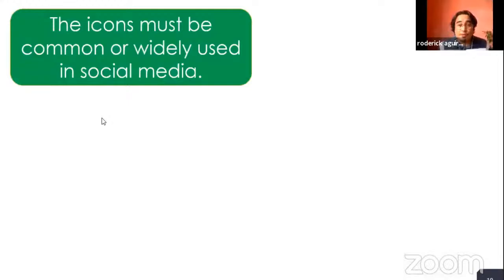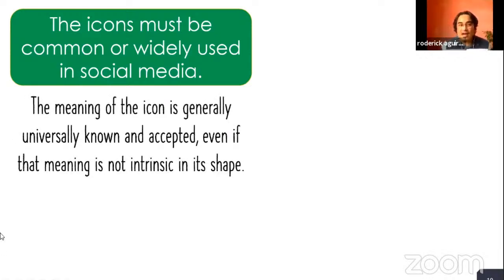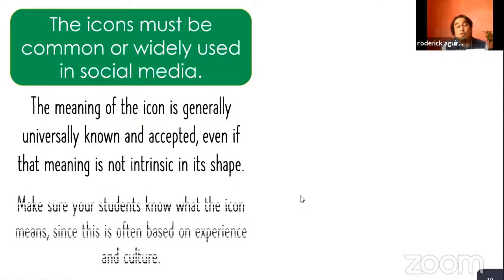So these are the things that we need to be reminded of. The icons must be common or widely used in social media. So kung gagamit po tayo mga teachers ng mga icons para cute po sa ating mga presentations online or gumagamit tayo ng icons sa ating modules, so dapat ito po ay most commonly used, tapos ito po yung talaga ang meaning nun. Alright? The meaning of the icon is generally universally known and accepted, even if that meaning is not intrinsic in shape. Ibig sabihin po natin, it should be widely known para isa lang po ang meaning na makukuha ng ating mga estudyante.